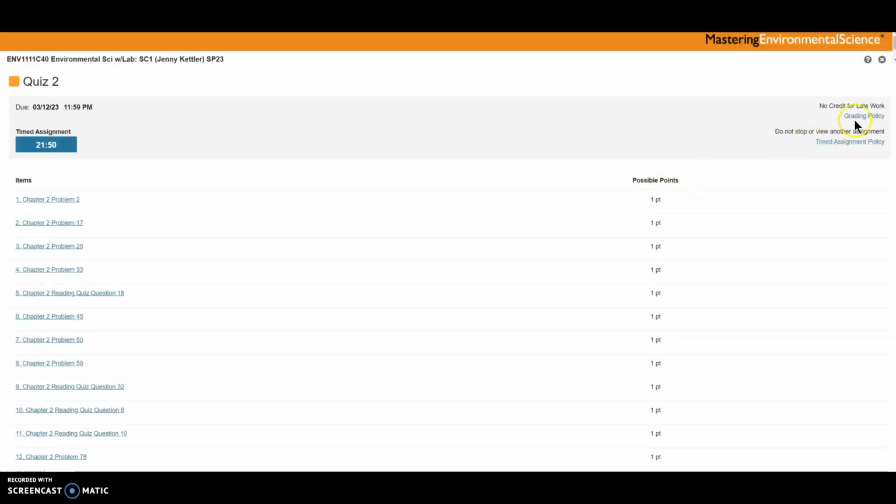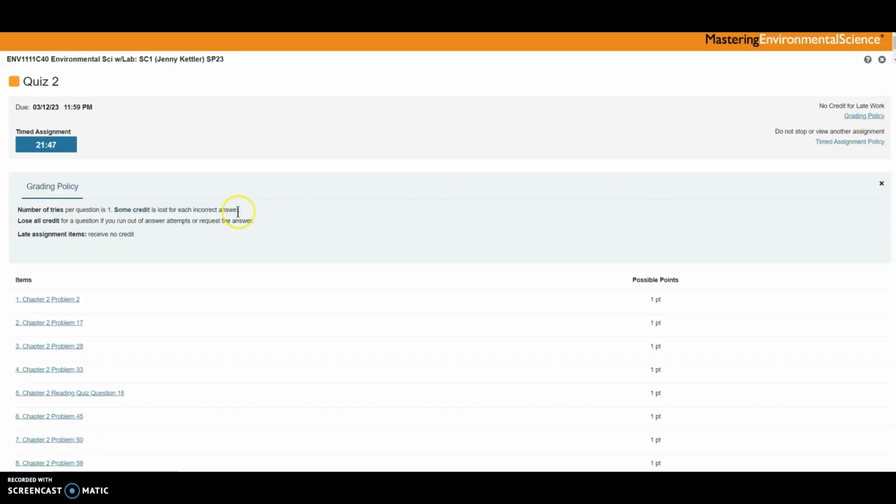If you look at the grading policy, it tells you that you only get one try per question. You do lose credit for incorrect answers. If you run out of time, you can't request the answer. I don't know why it says that. But if you run out of time, whatever you had left gets counted against you. So if you had 3 left, you minus those points. If you have 10 left, minus those points. You also cannot turn this in late. If you try to access it late, it won't pop up and you'll get an automatic 0 for that.